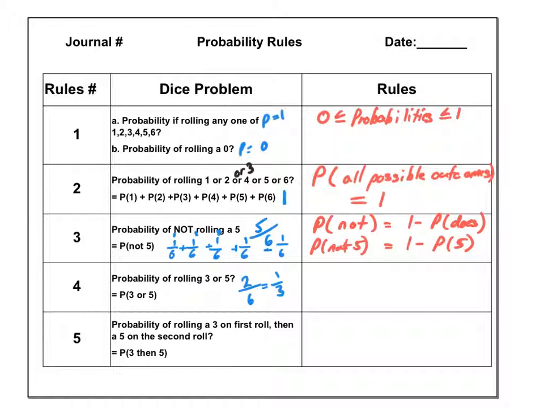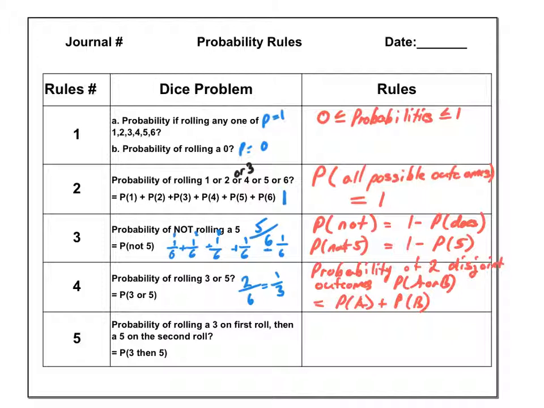If you have the probability of two disjoint outcomes, in other words, P of A or B, you can just add those up: P of A plus P of B. So the probability of throwing a 3 or a 5 is equivalent to the probability of a 3 plus the probability of a 5.